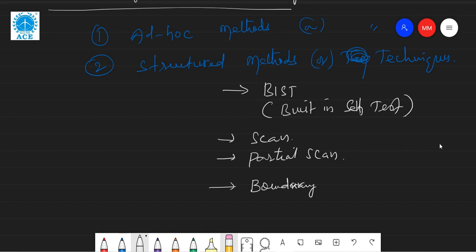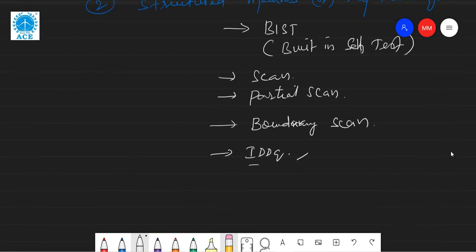Boundary scan, and we have IDDQ, which means VDD quiescent current. This is one of the techniques. So many methods are there for testing. As per our syllabus, we will discuss a few in this case, right?